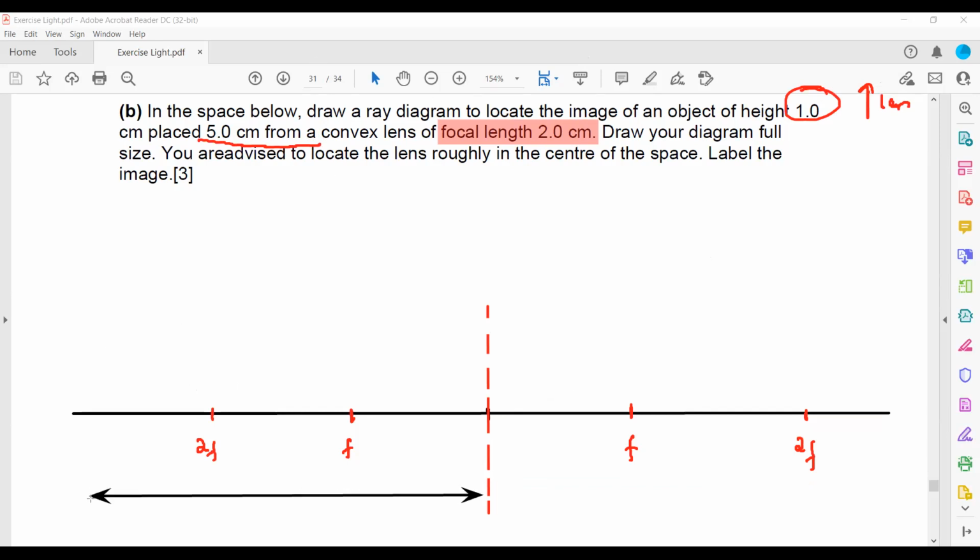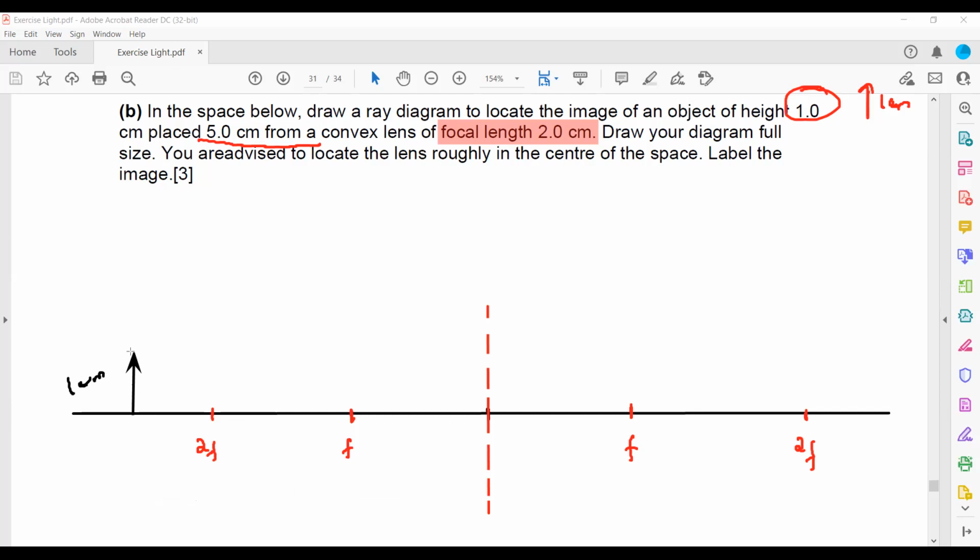Measure this distance 5 centimeter from the lens. And the height of the object is 1 centimeter. So the height which you use for this object should be 1 centimeter long. And the object is placed 5 centimeter from the lens. You can place on the left hand side, you can place on the right hand side. It won't make difference.